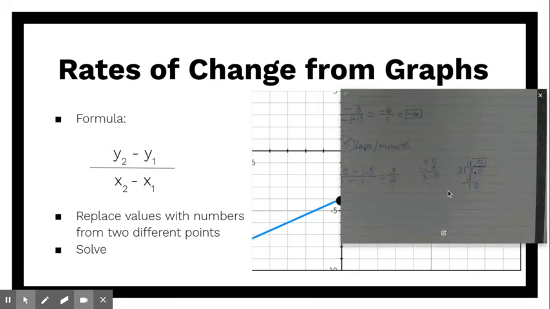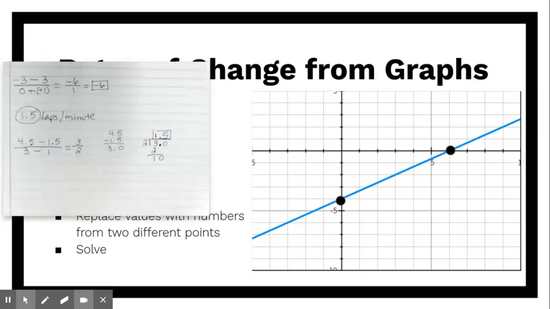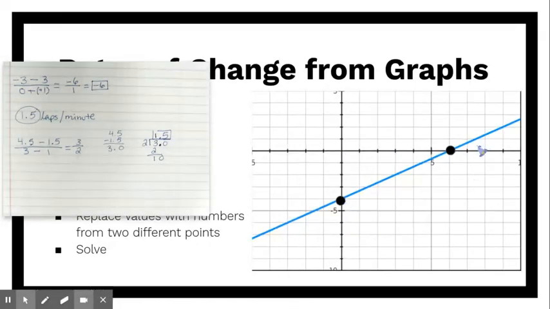Okay, so now we're going to work with graphs. Same formula, okay? So we're going to use the same formula, same steps, except we're working from a graph now. Okay, and what we want to do with the graph is look at the points on the graph. So I'm going to write the points that are here. So we always go over first, x, and then y.